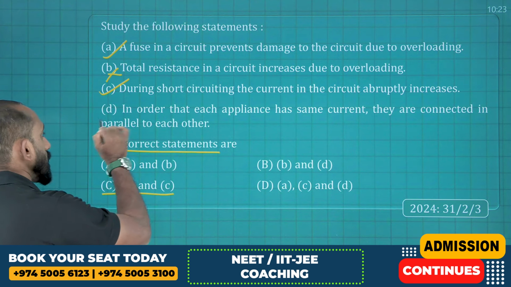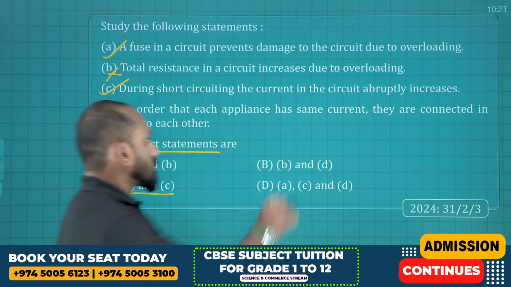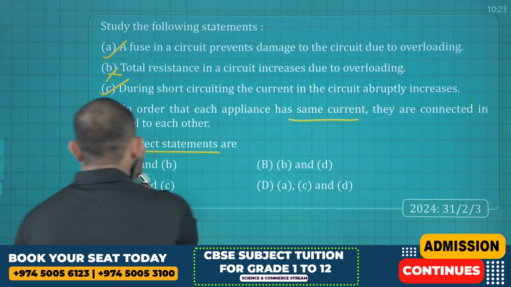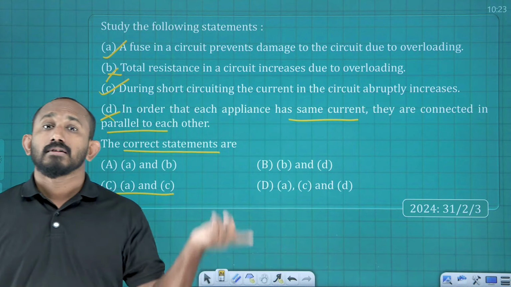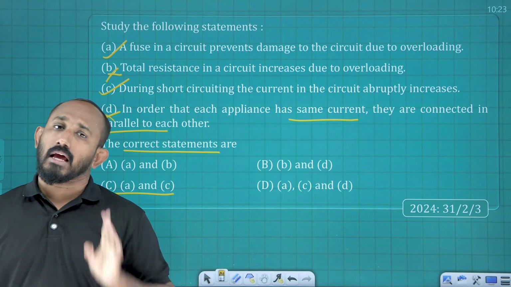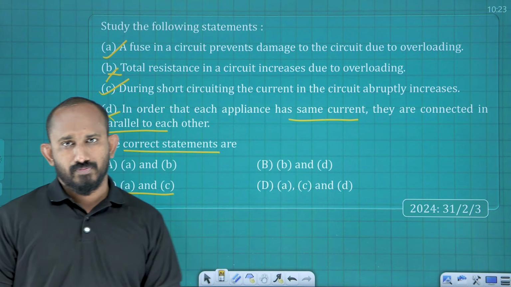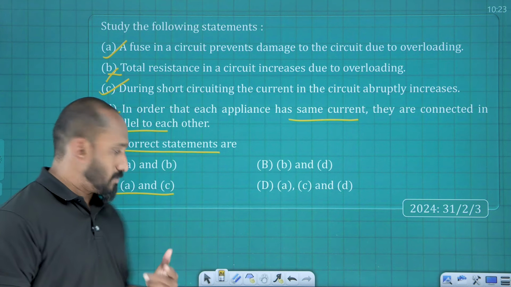D can be, but here same current is given. If all of them have the same ratings, then only the same current can be connected in parallel, otherwise you cannot. Next question we can see.